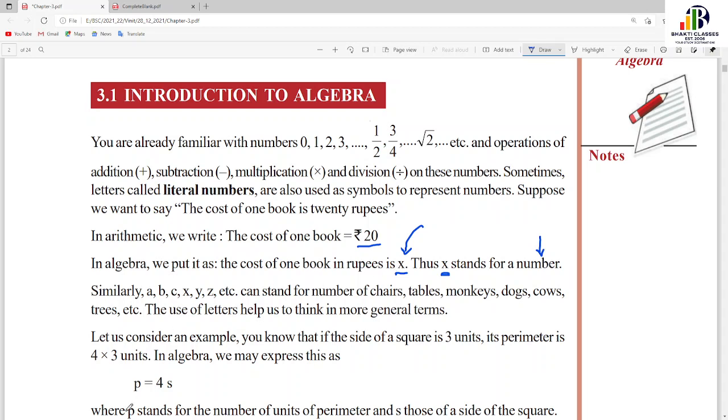Similarly, a, b, c, x, y, z, etc. can stand for the number of chairs, tables, monkeys, dogs, cows, trees, etc. The use of letters helps us to think in more general terms. So we are taking the letters in place of numbers to generalize the statement.